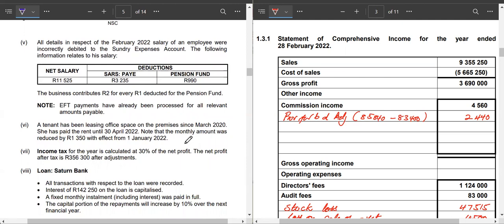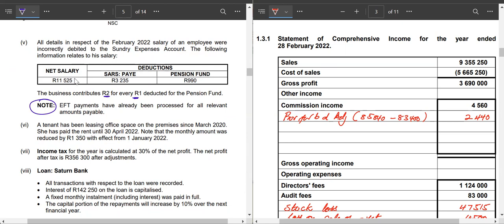So we have the net salary as well as the deductions. It then says, the business contributes 2 rand for every 1 rand deducted for the pension fund. Note, EFT payments have already been processed for all relevant amounts payable. So this is very important, that all relevant amounts have been paid. But we need to record these amounts in our statement of comprehensive income. It is important that you understand what goes into your statement of comprehensive income.